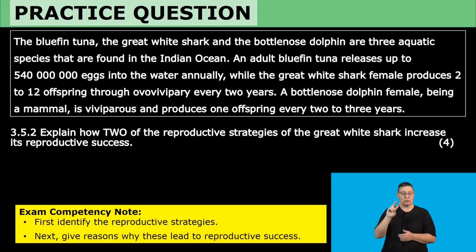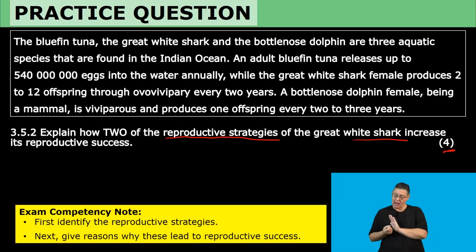3.5.2, explain how 2 reproductive strategies of the great white shark increase its reproductive success. For how many marks? 4 marks. It is key for you to check mark allocation so that you explain. Explain is not naming. Explaining means that you must identify and you must also give reasons for what you have identified. Let us see if we are thinking of the same thing in terms of the answers.